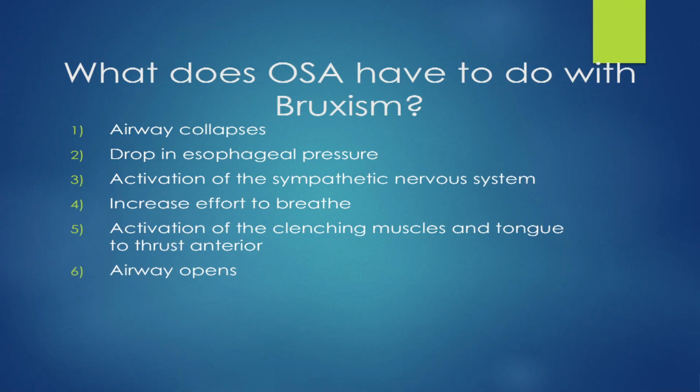What does OSA have to do with bruxism? Well, what we know is when a person goes to sleep, the airway collapses, there's a drop in esophageal pressure, there's an activation of the sympathetic nervous system, then there's an increased effort to breathe. Following that is an activation of the clenching muscles and the tongue thrusts anterior, and then the airway opens.